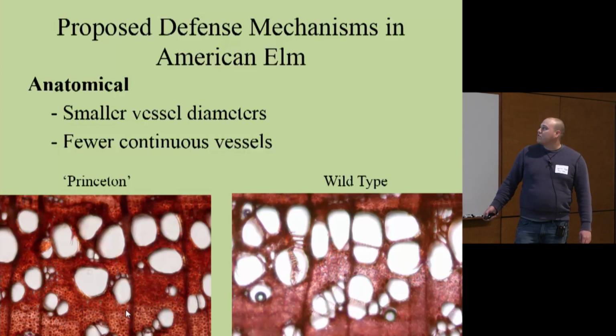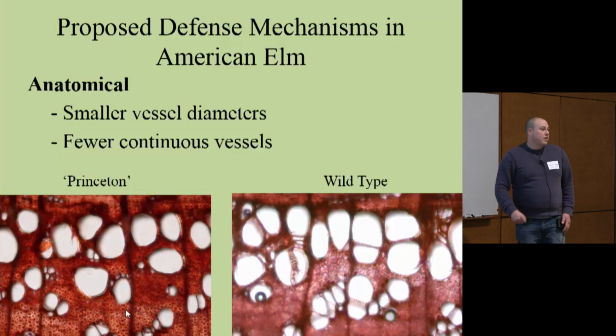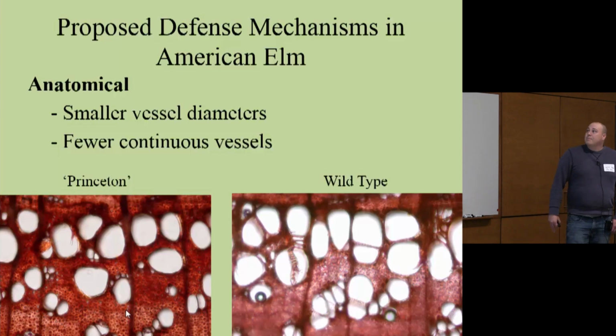Continuous vessels would be these ones here that are connected right next to each other and don't have a bunch of fiber cells in between them. Then in 1975, some work by Sinclair and associates looked at American elms that were resistant and susceptible and found that they also had this similar trend.